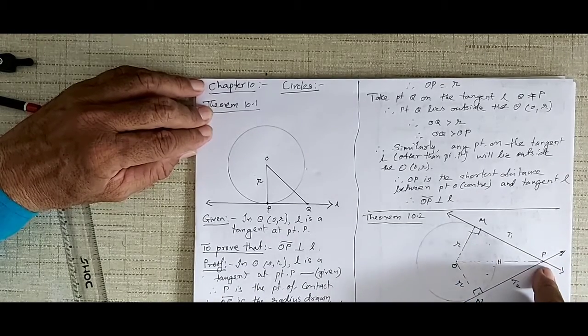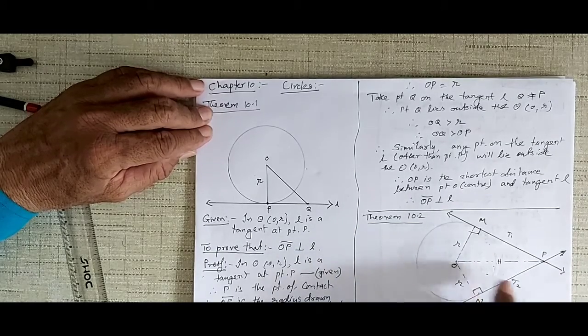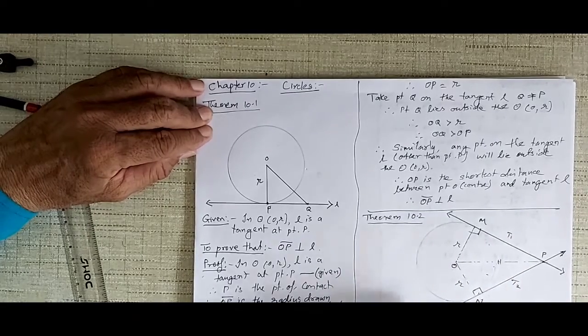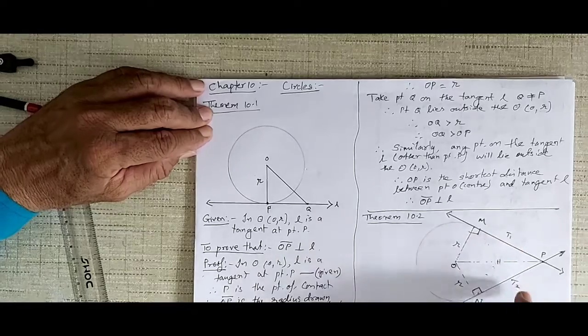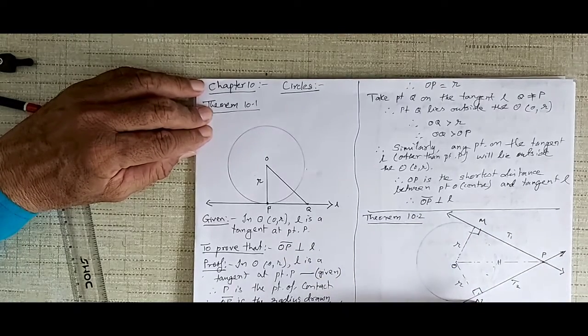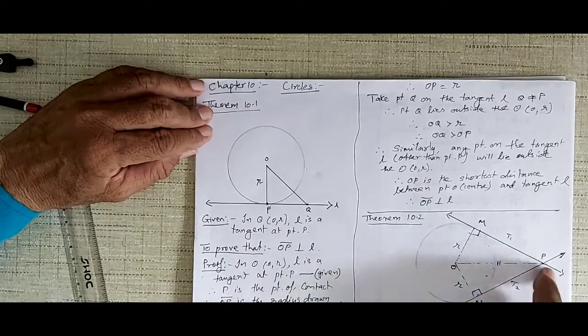Theorem 10.2: we are supposed to prove two tangents from an external point P are equal in length or congruent. This is an external point P, and this is a circle with center O and radius R. I have drawn two tangents, tangent T1 and tangent T2. M is the point of contact, N is the point of contact. We have to prove that T1 is equal to T2, or that PM and PN are equal. Now compare these two triangles, triangle OMP and ONP.